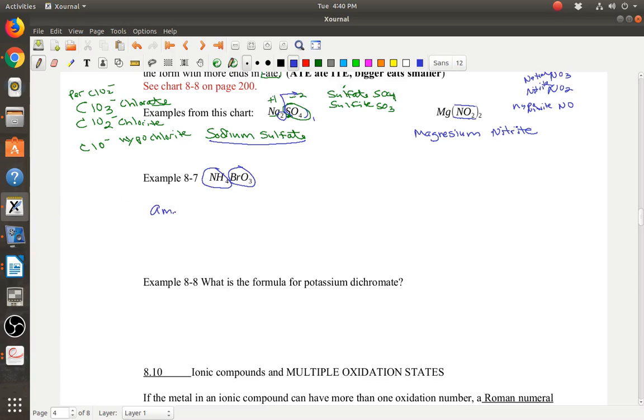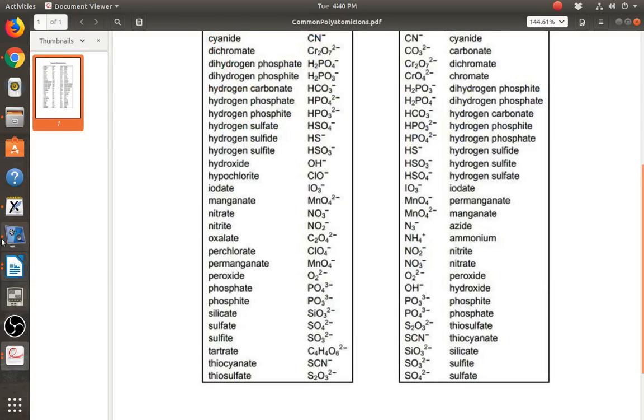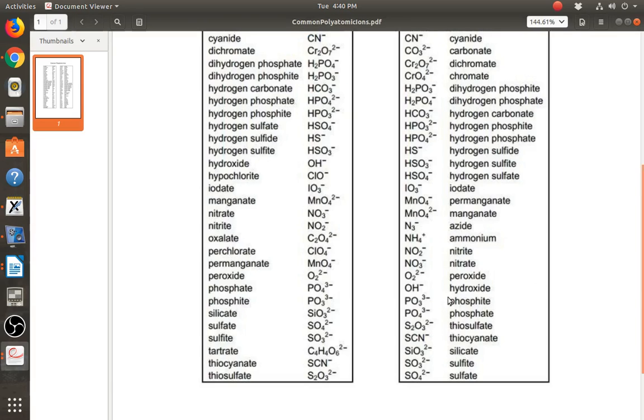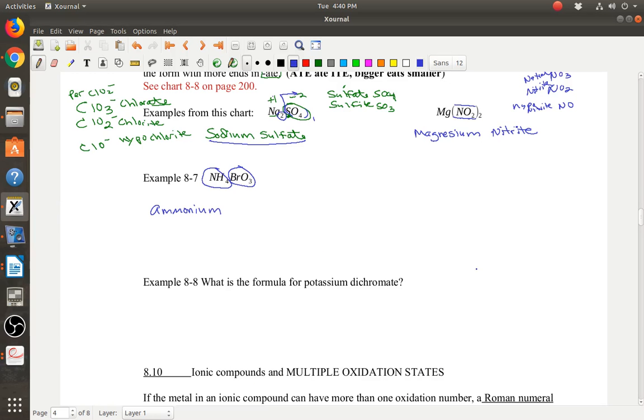So ammonium. And this one is bromate. Let's go look. Oh, for goodness, I've got BrO3. So let's look over here, find BrO3. There it is, bromate. BrO3, bromate. Now I actually am having you memorize more than bromate. So this is bromate. But let's look at that one, okay?